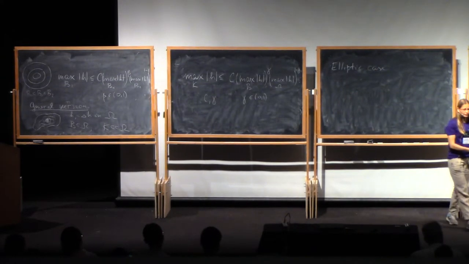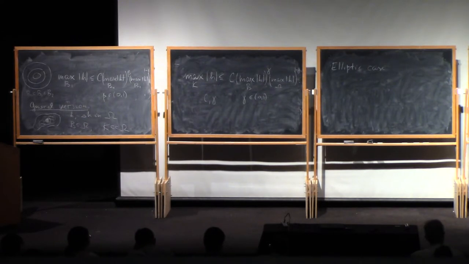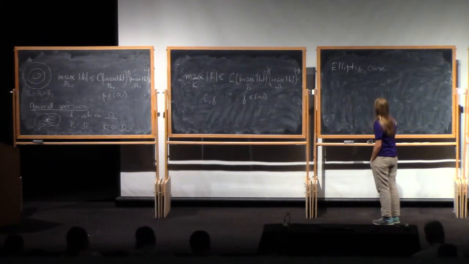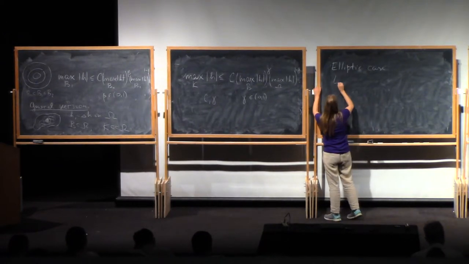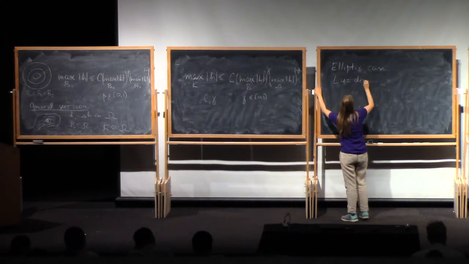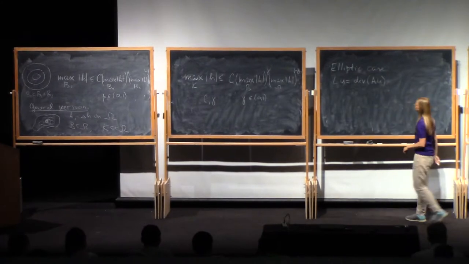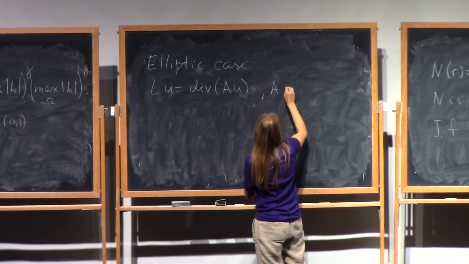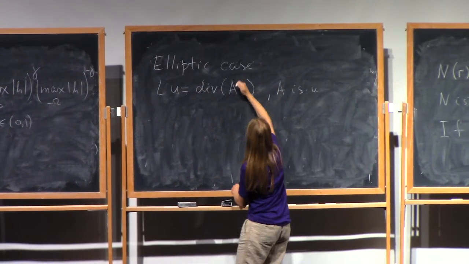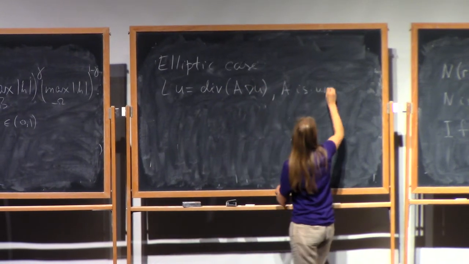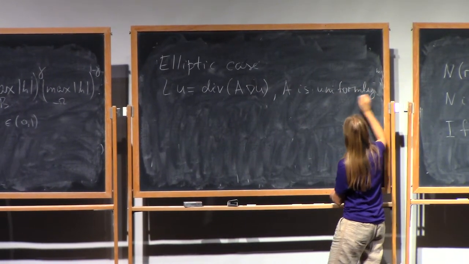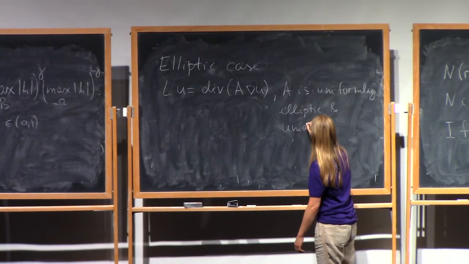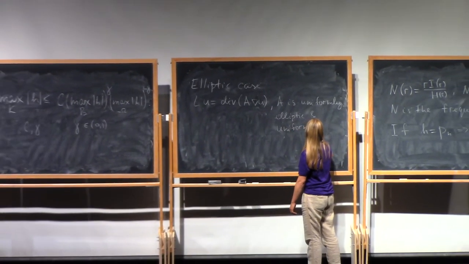Now we'll go from harmonic functions to solutions of elliptic equations and see that a lot of this is still true there. So once again, we look at solutions of second order uniformly elliptic equations in divergence form. And we will definitely need that this is uniformly Lipschitz.